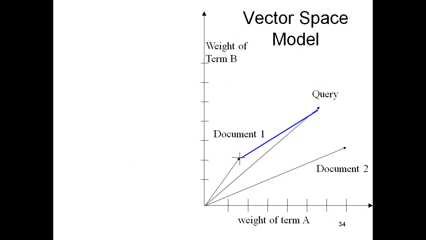Here we have another example. Animated. Again, we can look at this. We have a query. We have document 1 and document 2. And now what would be the best fit?